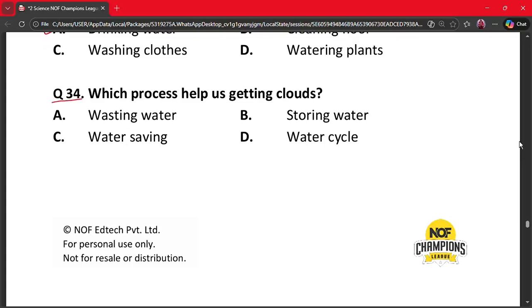Question 34. Which process helps us getting clouds? A. Wasting water. B. Storing water. C. Water saving. And D. Water cycle. The correct answer is option D. Clouds are formed through the water cycle. Evaporation and condensation play a major role in the water cycle. So the correct answer is option D, that is water cycle.